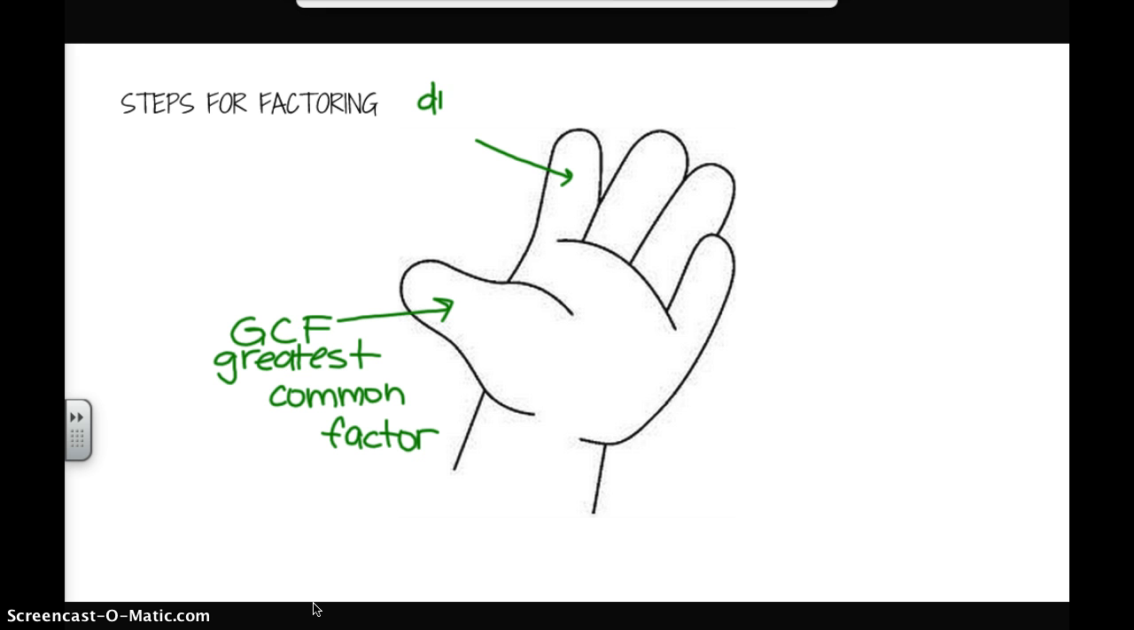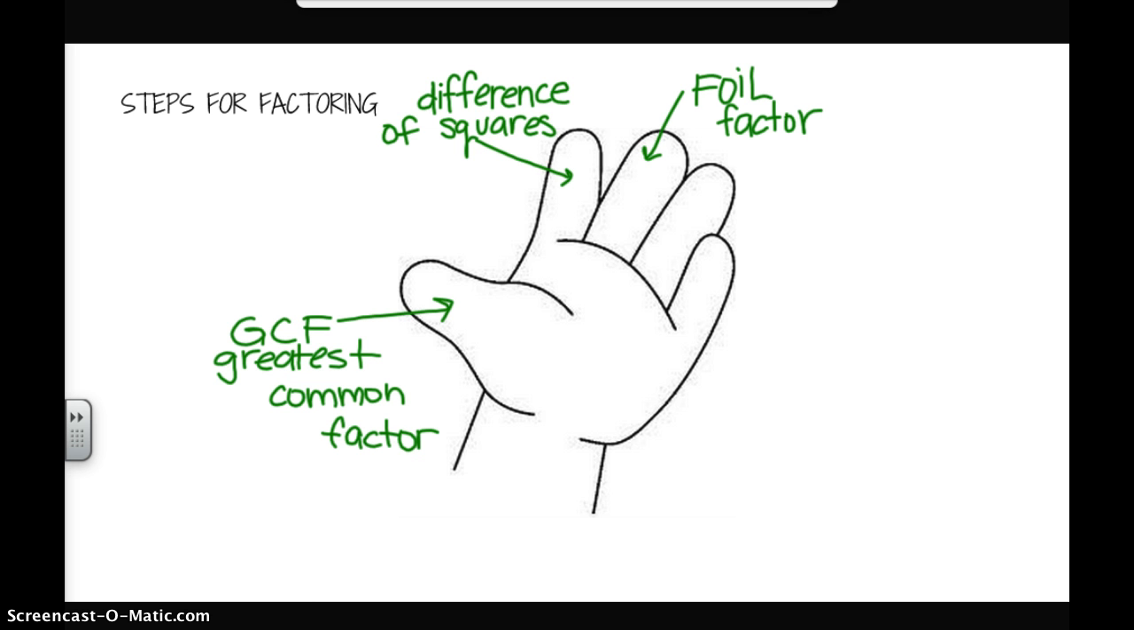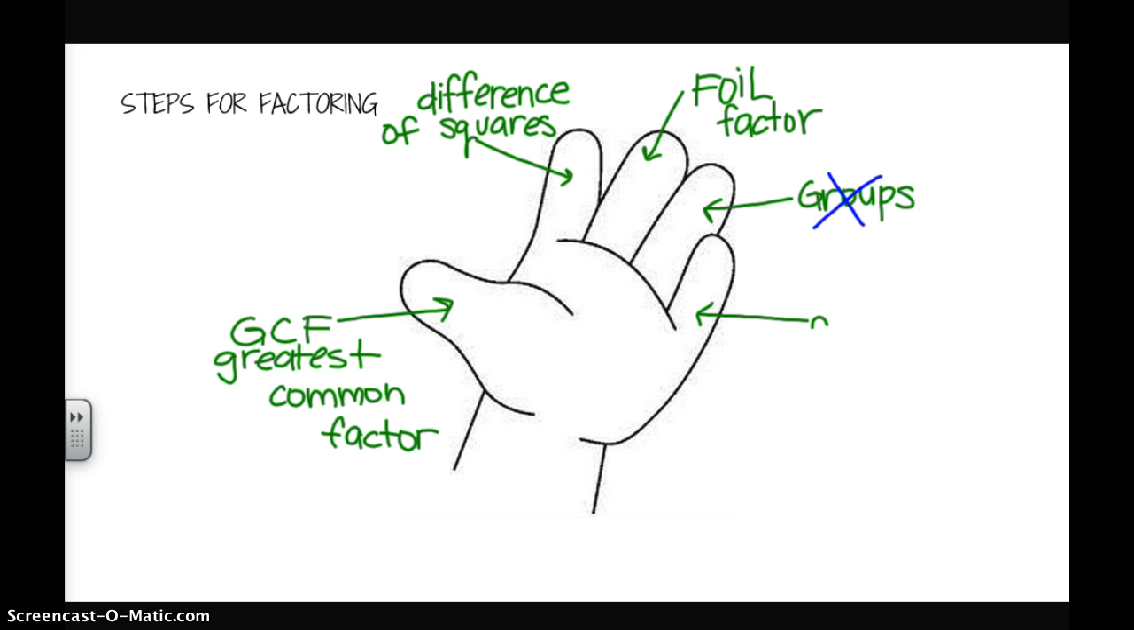The next one is when we have 2 terms, right? Thumb and pointer finger, 2 fingers, 2 terms. We're looking to see if it's a difference of squares. Okay. Third one, we're going to use our FOIL factoring. When I say factor, this is what most of you think of. Okay. Then the fourth one, we're going to look for groups. Now, we are not going to tackle that one right now. We're going to save that for chapter 6. But then the 5th final pinky, the pinky question you have to ask yourself is, did I miss anything?